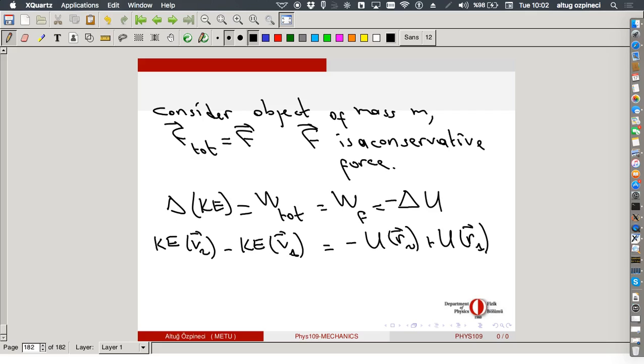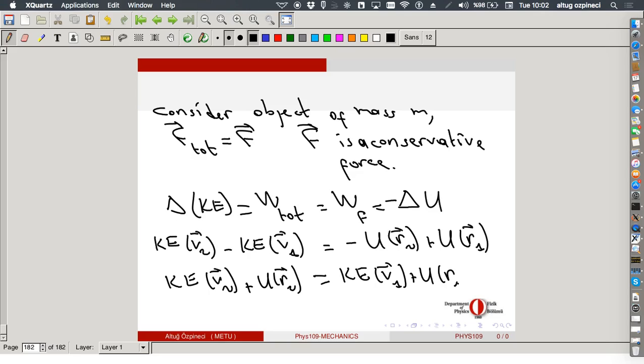So I can just play with these expressions a bit. I can just move this one to the left-hand side and this kinetic energy to the right-hand side. So the kinetic energy at v2 plus U of R2 should be equal to the kinetic energy at v1 plus the potential energy at the point R1.